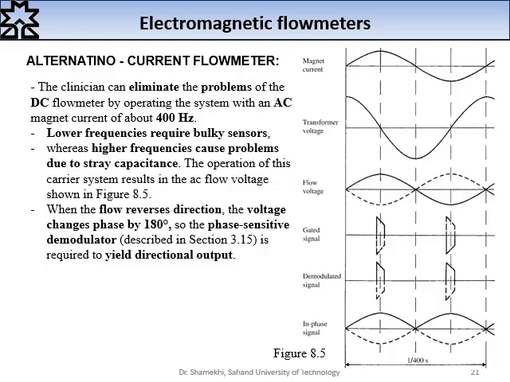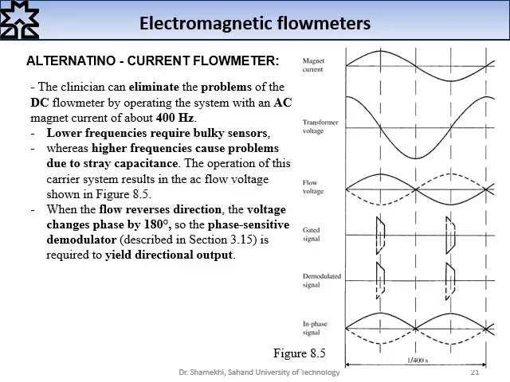Because of these considered reasons, we usually use alternating current flow meters, and therefore we should have a complicated circuit to generate and record these types of voltage, but those problems, those disadvantages of DC flow meters, are not present in this type of flow meter.